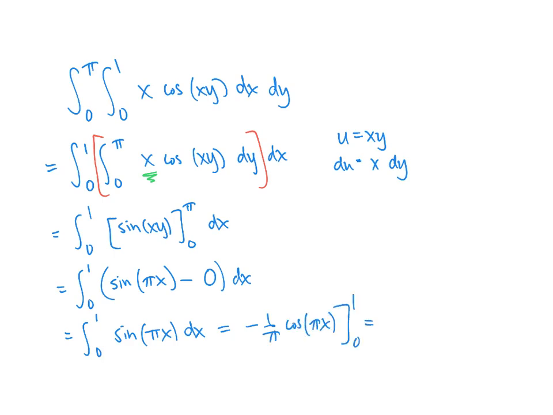to 1. When we plug in 1, we get cosine of pi times 1. Minus a minus is a plus, 1 over pi times the cosine of 0. Cosine of pi is negative 1, so that's 1 over pi, plus another 1 over pi gives us 2 over pi.